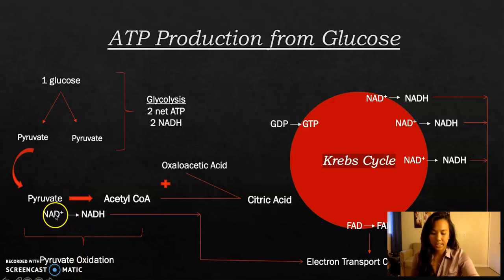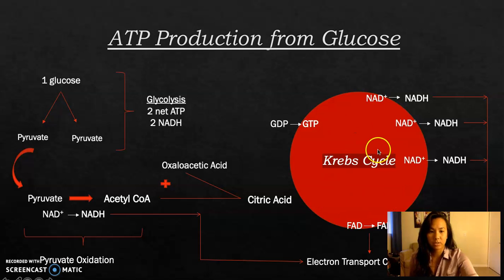Now we'll take 1 pyruvate, and if oxygen is present, pyruvate goes through pyruvate oxidation right here, in which 1 NADH is produced from NAD, as well as 1 acetyl coenzyme A. Now from there, and this is important, acetyl coenzyme A combines with oxaloacetic acid to create citric acid, and we'll circle back to that at the end, but that combination is important, and from there we can continue on to the Krebs cycle.